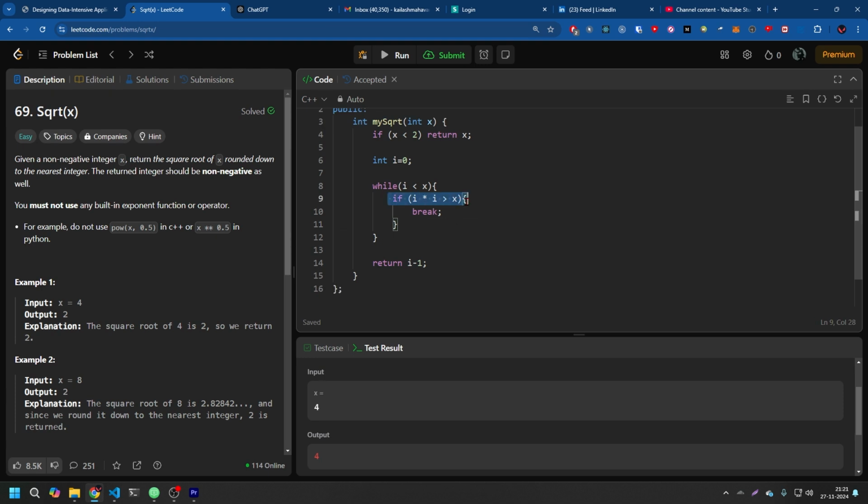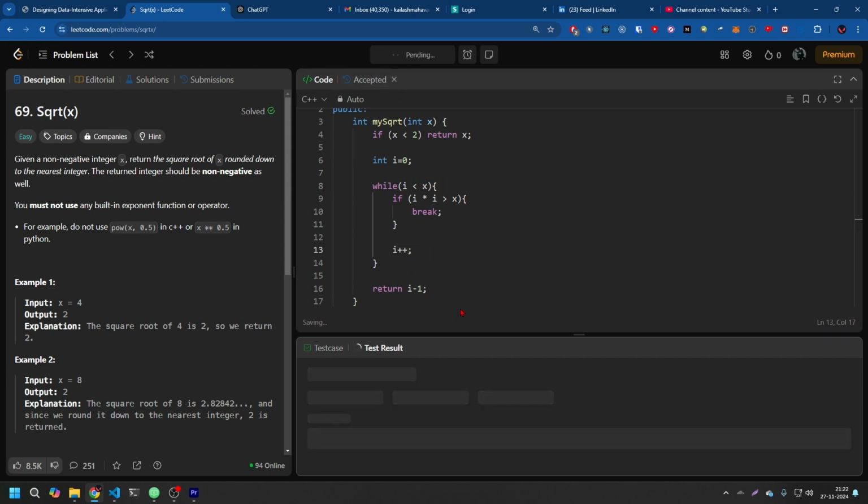So if i times i is greater than x, we're going to break, while i is less than x. We have to do i plus plus at the end. Okay, so run it.